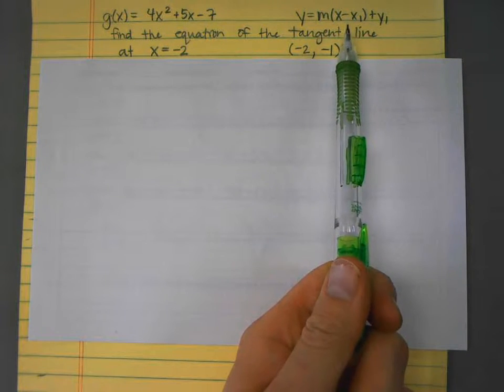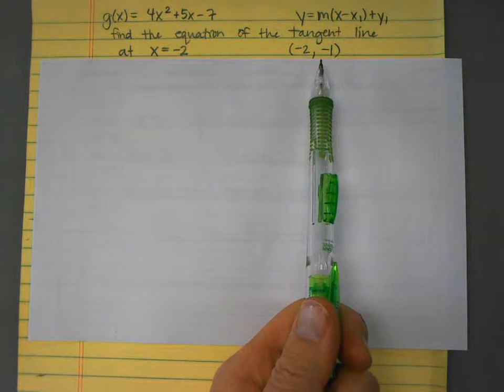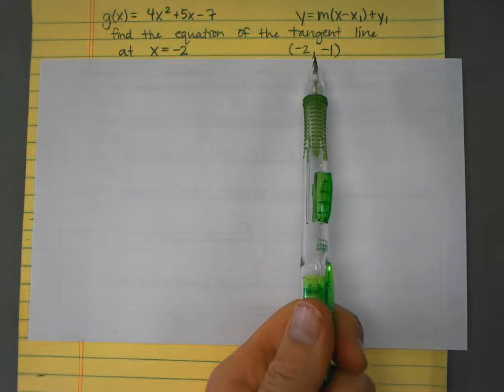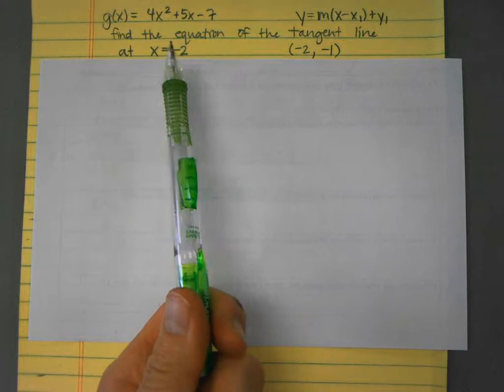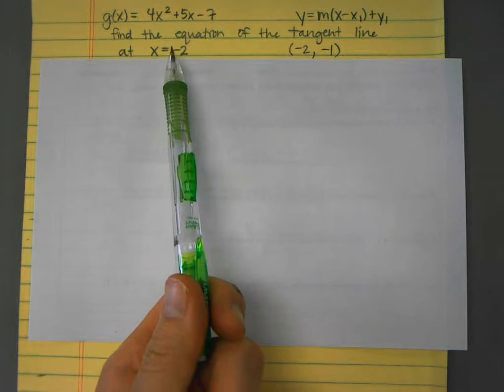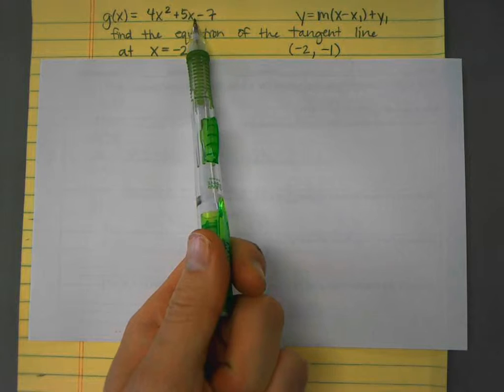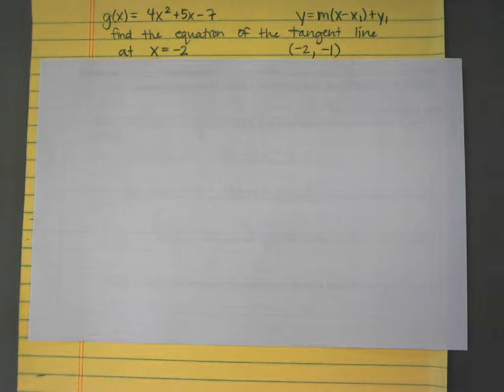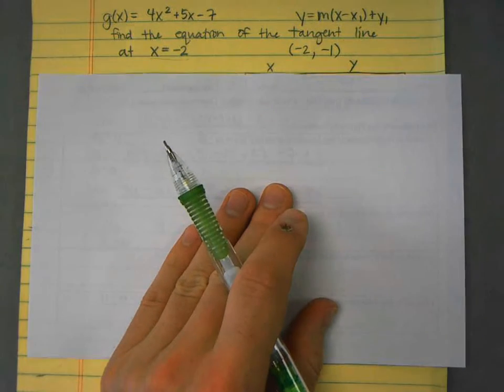And in order to write a point-slope form equation, you need to have a point, and you need to have the slope. This point was not given to me, but they did give me the x value of that point. So when I plugged negative 2 into this function, I learned that the output was negative 1. From here, I need to find the slope.